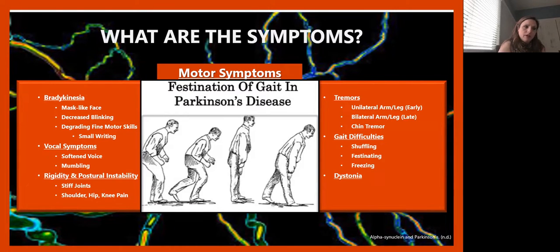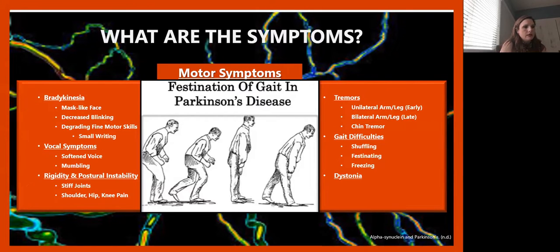Your medical provider may mention cogwheeling on exam, and this is a sensation that we feel when we're passively moving your wrist in a circle or your knee in a circle, and it kind of mimics a cogwheel, so it kind of gets this catching movement.